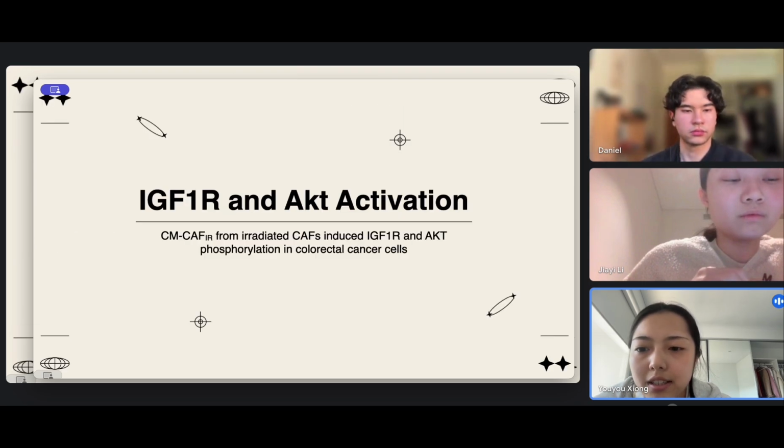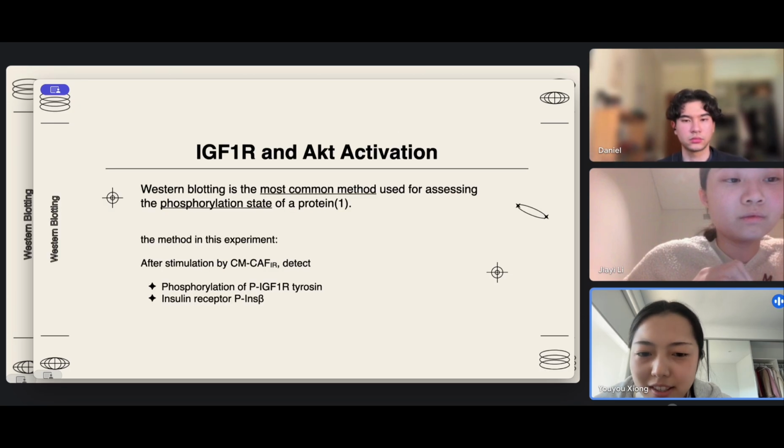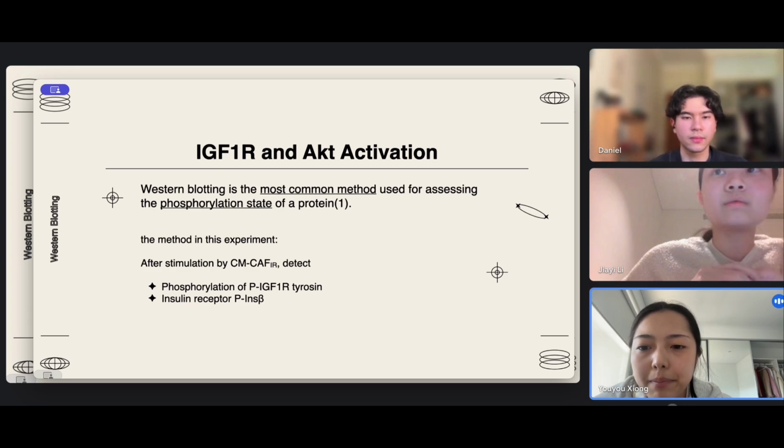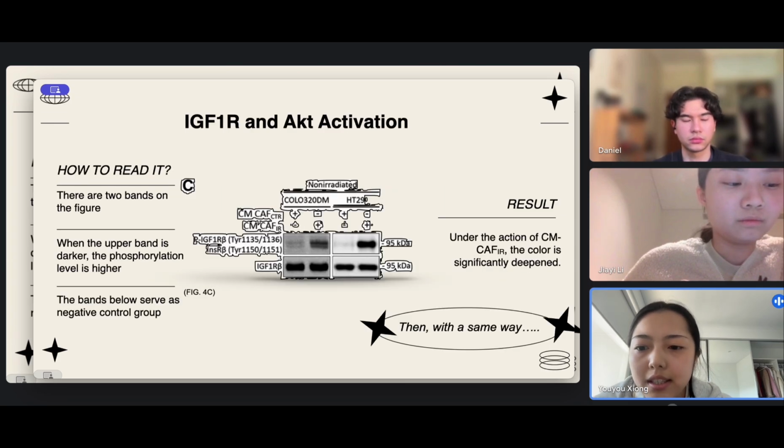And the second finding is the CM from irradiated CFs induce the IGF-1R and AKT phosphorylation in colorectal cancer cells. So Western blot is the most common method used for assessing the phosphorylation state of protein, and this research used this way to detect the phosphorylation of pIGF-1R tyrosine and the insulin receptor pINSR beta after stimulation by CM-CFIR. As you can see, there are two bands on the figure, and when the upper band is darker, it symbolizes that the phosphorylation level is higher.